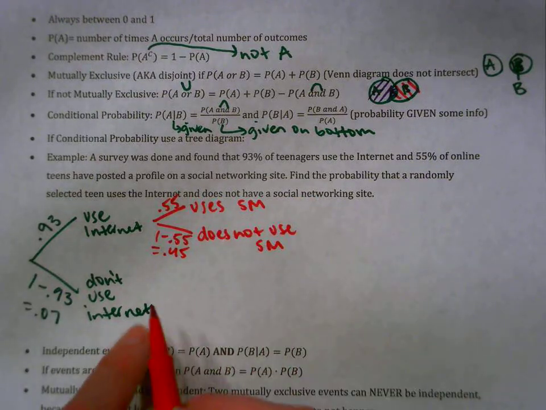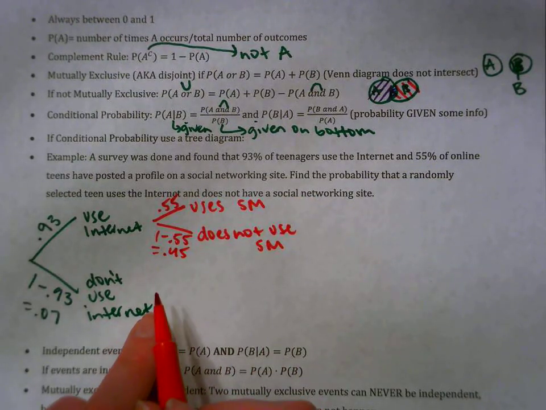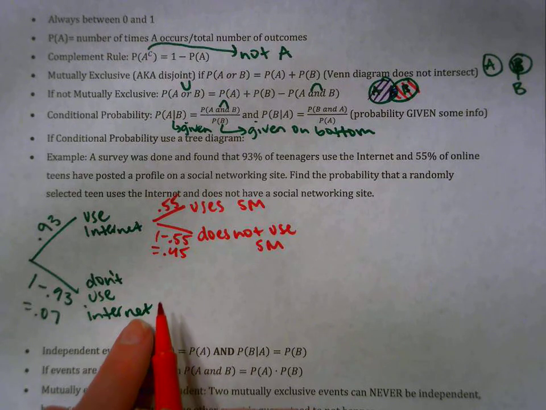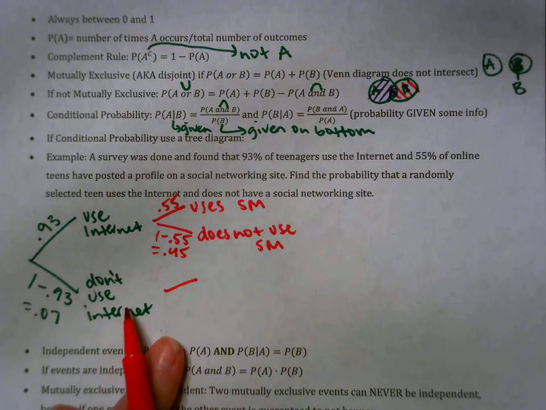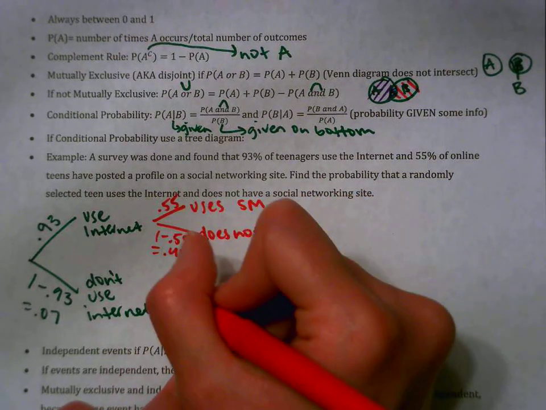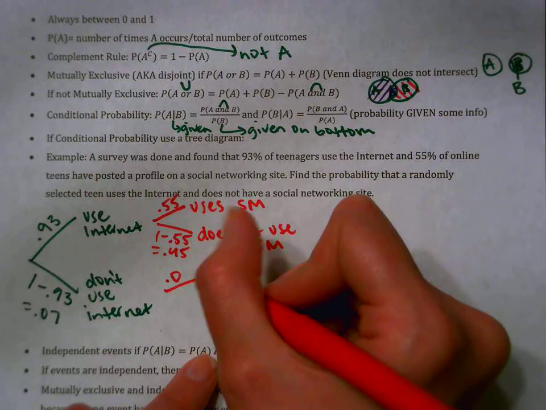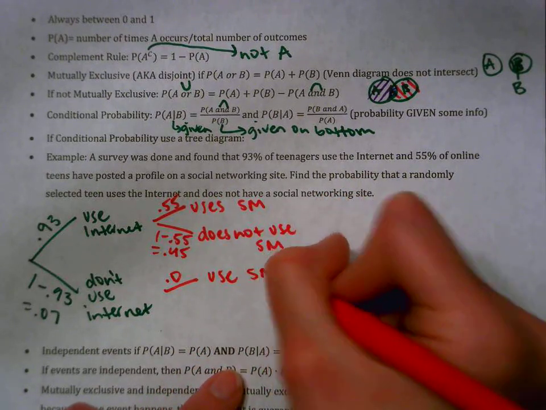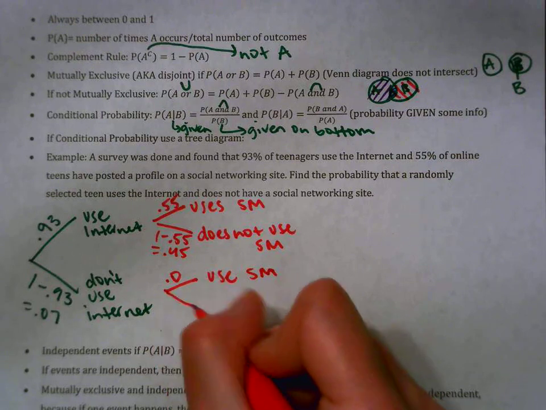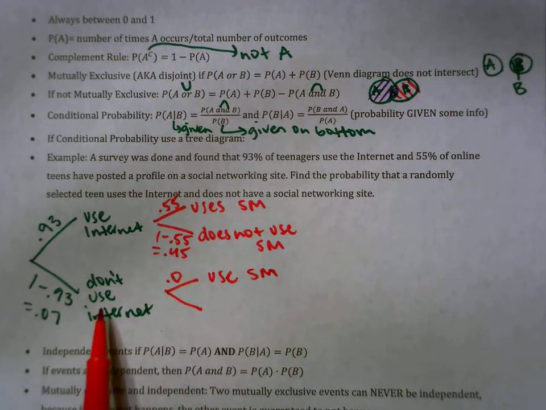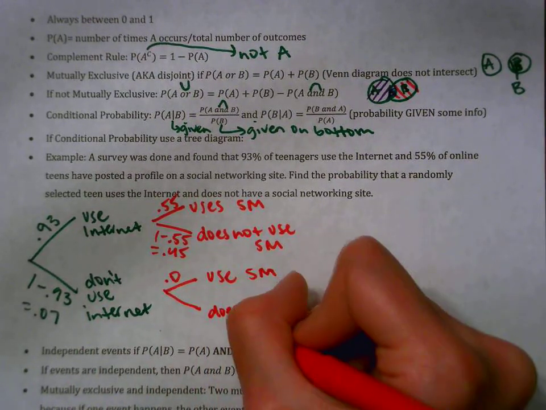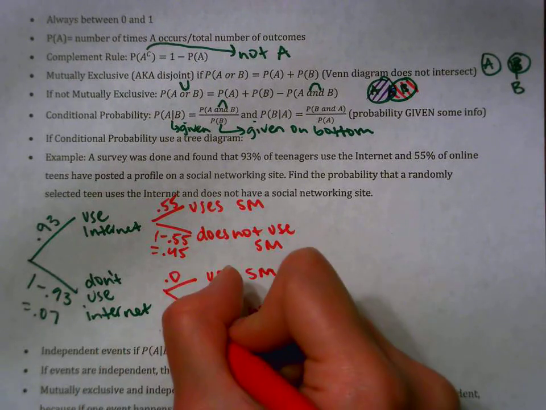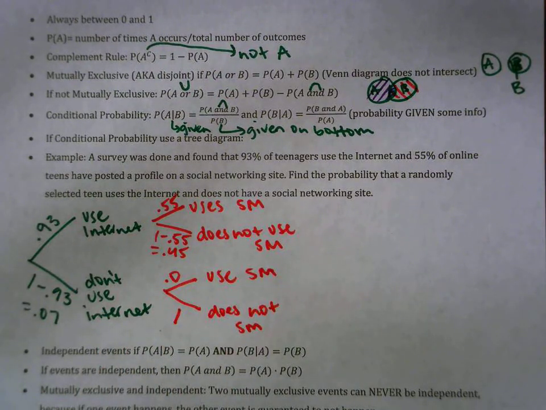So normally then they give you some information for if they don't use the internet, but you've got to kind of think about this one. What's the probability of using social media if you don't use the internet? Right? That's impossible. 0.0, or just 0. There is no chance they're using social media if they don't use the internet. Then that makes the probability of not using social media, given that they don't use the internet, 1. Because it would have to add up to 1.